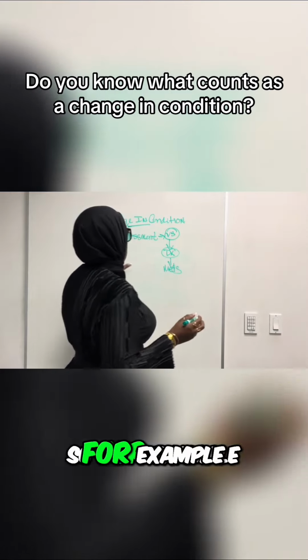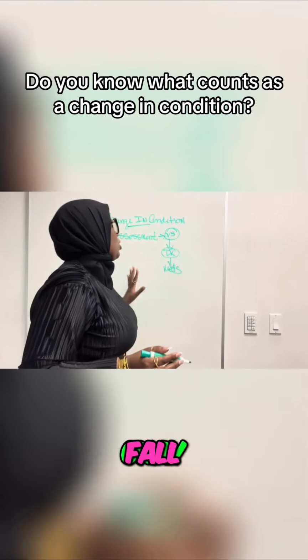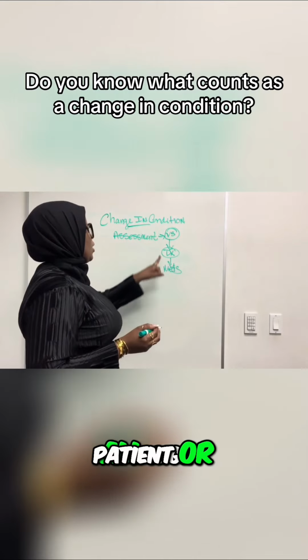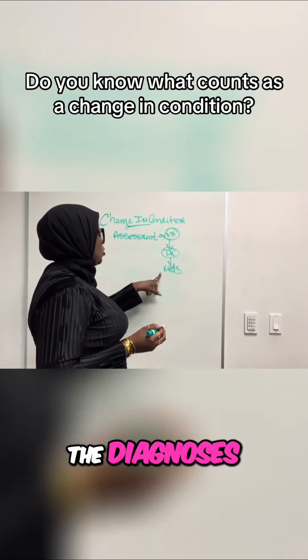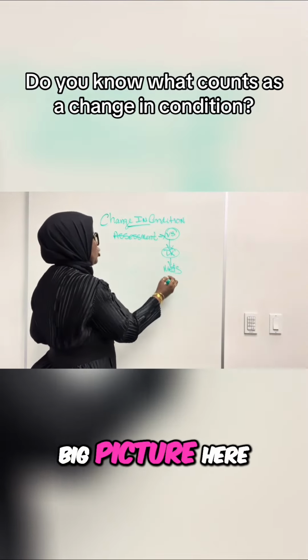All right, so for example, you had a patient that had a change in condition secondary to a fall. Okay, so we're going to assess that patient. All right, we're going to do a set of vitals, we're going to look at the diagnoses, we're going to look at the meds. All right, we're going to paint a big picture here.